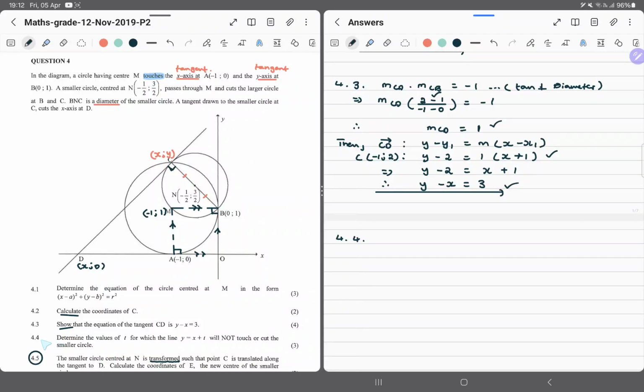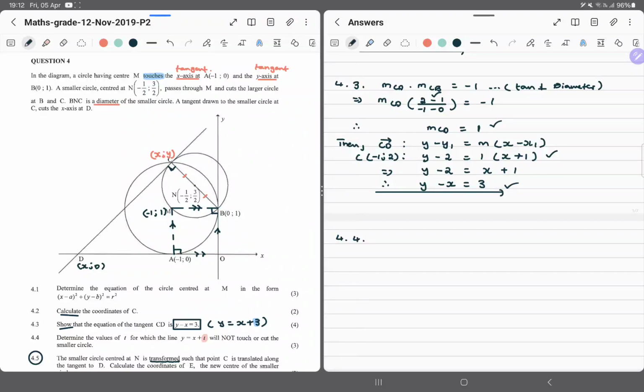All right. Now, question 4.4 says, determine the values of t for which the line y equals x plus t will not touch or cut the smaller circle. Now, if you look at this equation right here, the line for CD, it could be written in standard format as y equals x plus 3. Now, there's a striking resemblance between these two. We can see that the y-intercept is a 3 there, with a gradient of 1. Here, the y-intercept is a t, with the same gradient of 1, meaning this is the line parallel to this tangent.